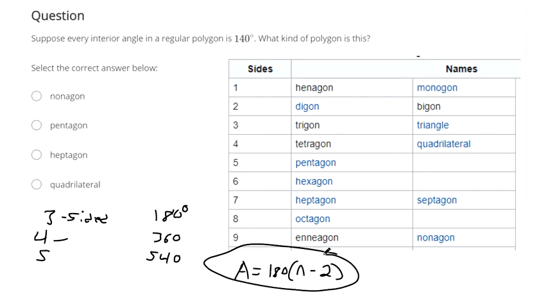So this is an equation. You'll see it in some other forms. You might see it like this, and then the angle is 180n minus 360. There might be different letters, but there are different ways of writing the same equation, right?